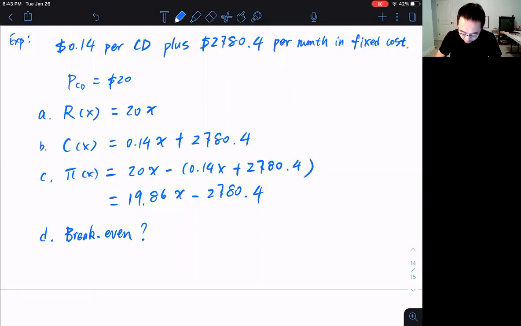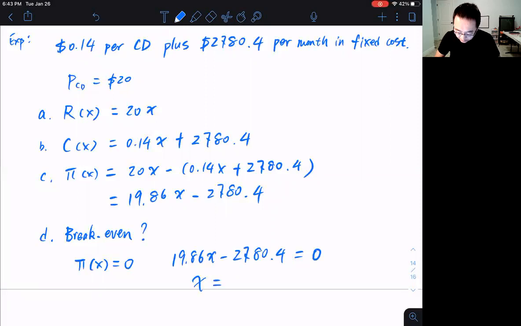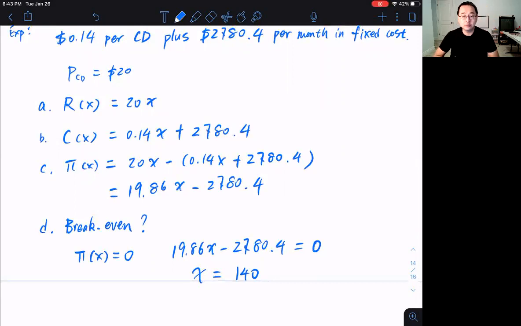To break even means your profit has to equal 0, right? So that means 19.86x minus 2780.4 equals 0. And then if you solve that, that gives you x is 140. So they need to sell 140 CDs in order to break even. I hope this makes sense and helps you see a little bit of the relevance in economics.